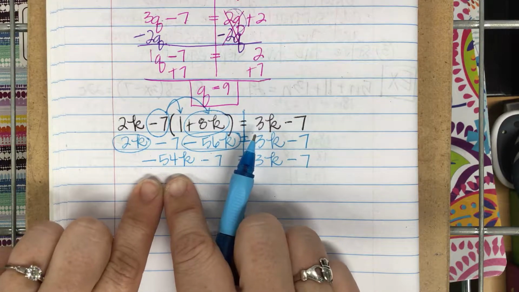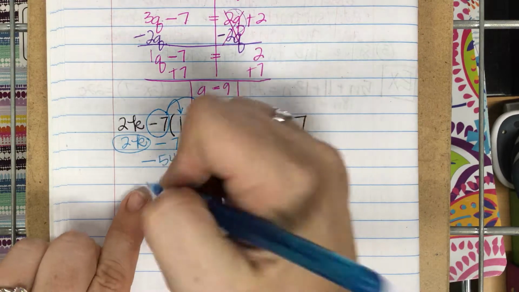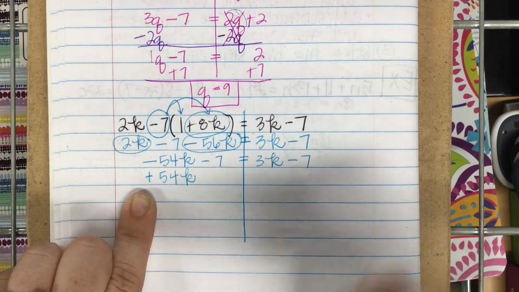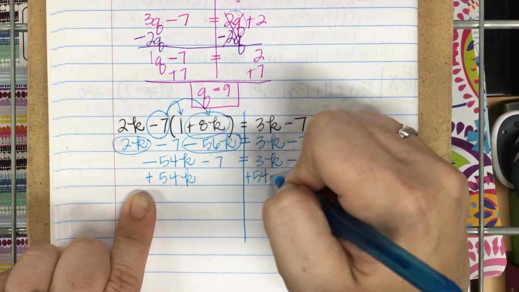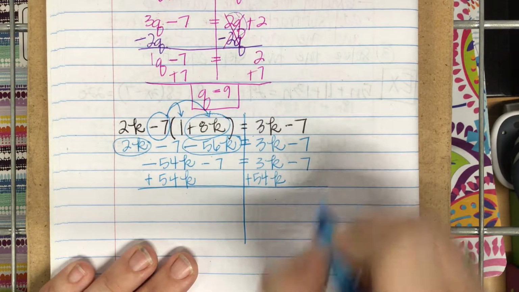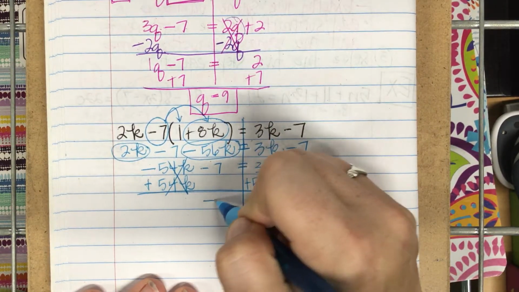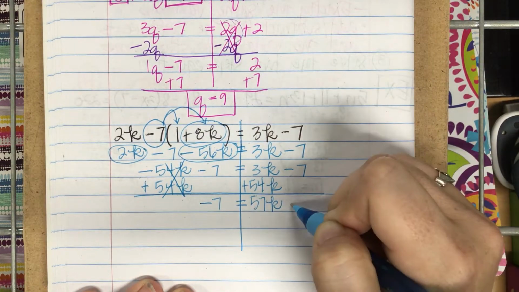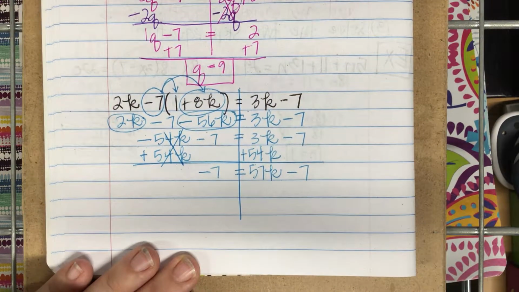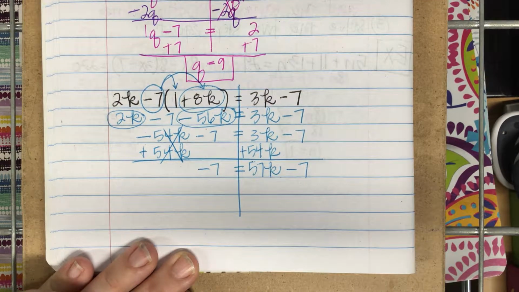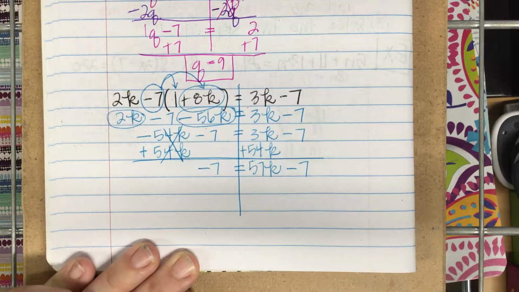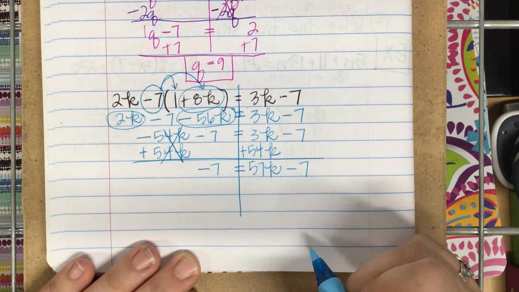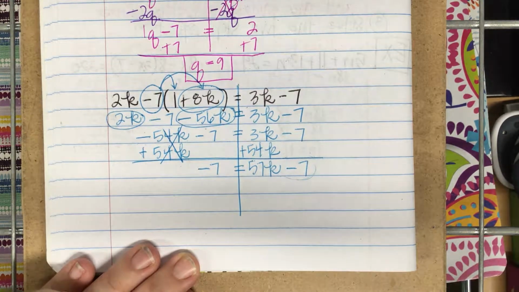So the opposite, or the inverse of -54k is positive 54k. Positive 54k. Which leaves me with -7 equals 57k minus 7. Do you agree? Now, how many steps? It's a two-step problem. What are we going to move first? -7. How do you move it?